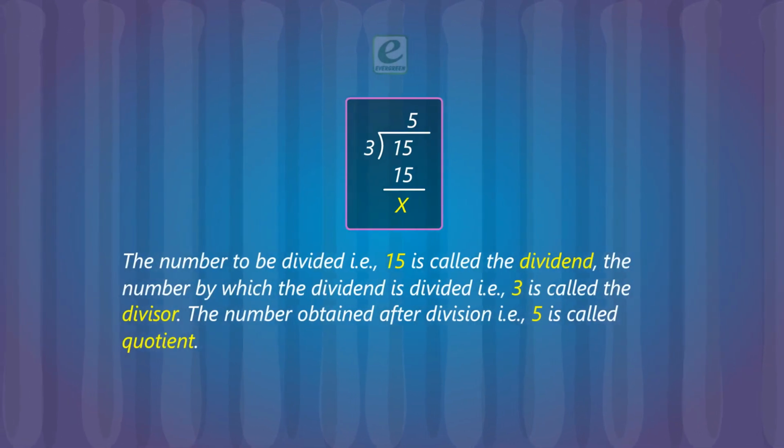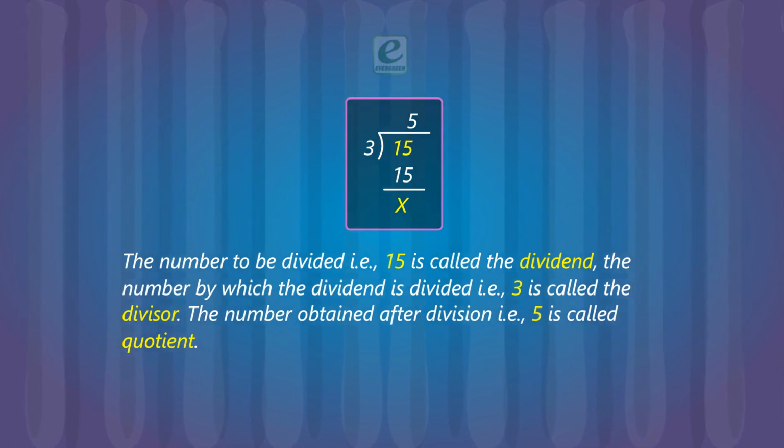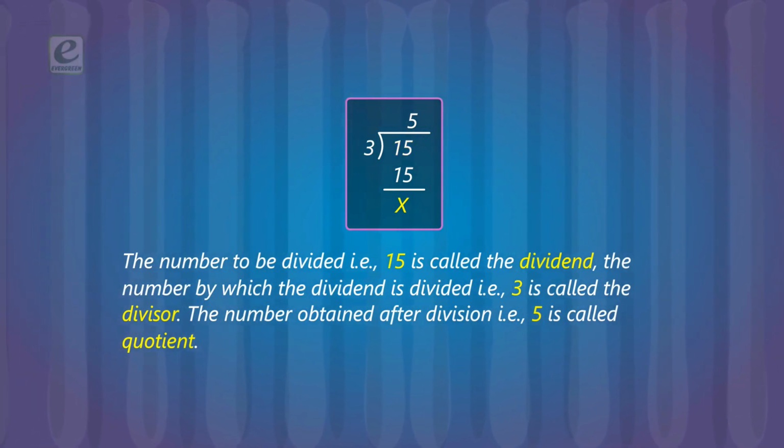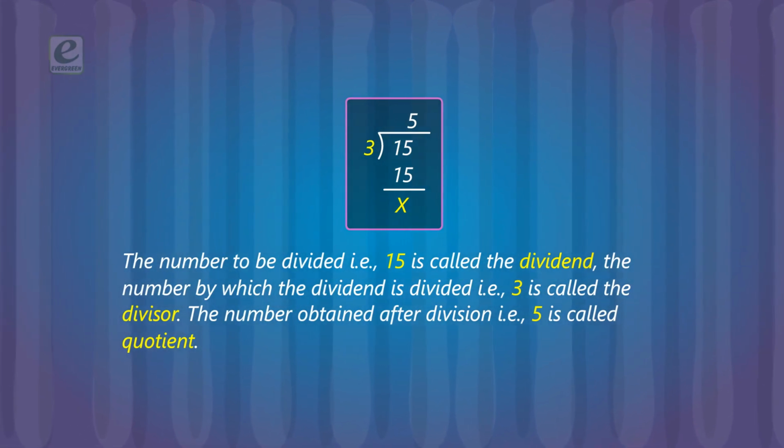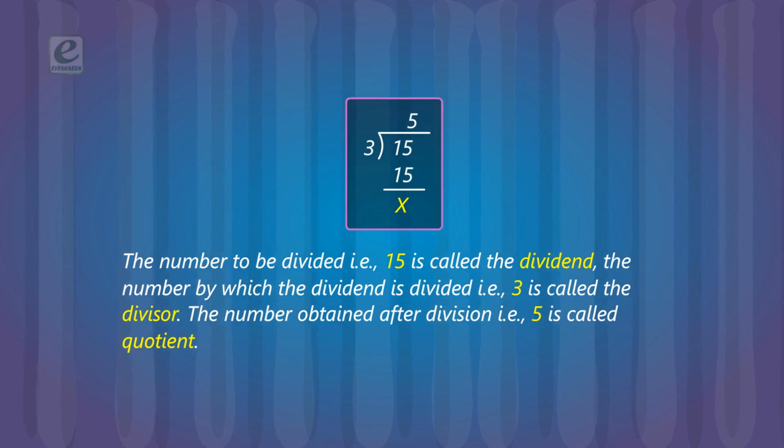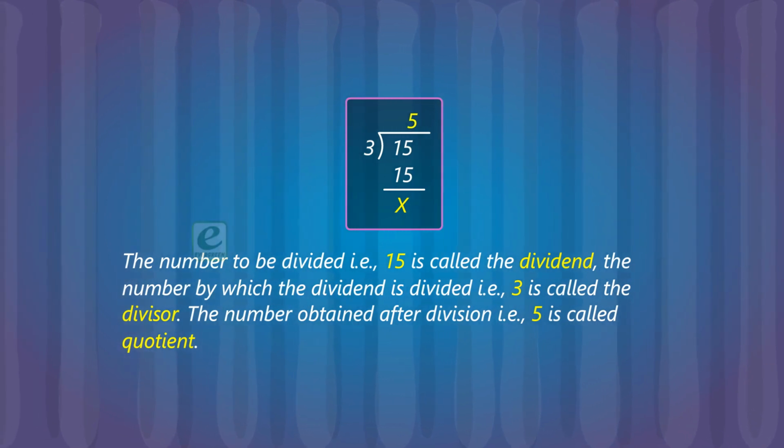The number to be divided, that is, 15, is called the dividend. The number by which the dividend is divided, that is, 3, is called the divisor. The number obtained after division, that is 5, is called quotient.